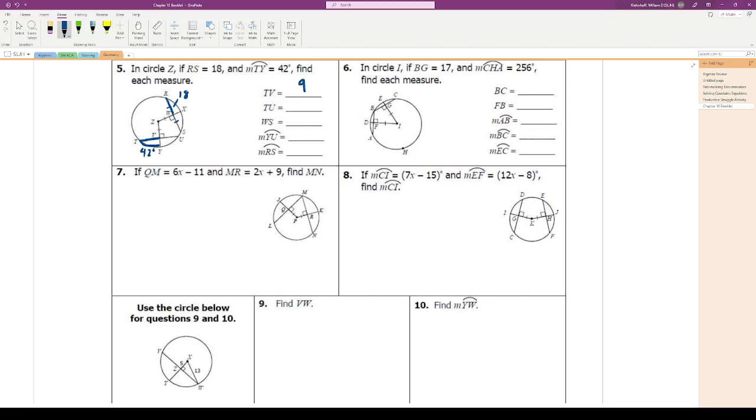TU is the same as RS, so that's the full 18. WS is another half of a chord, so that's 9. Measure of arc YU is going to match this one, so that's another 42 degrees. And measure of arc RS is going to equal TU, so that would be 84 degrees.